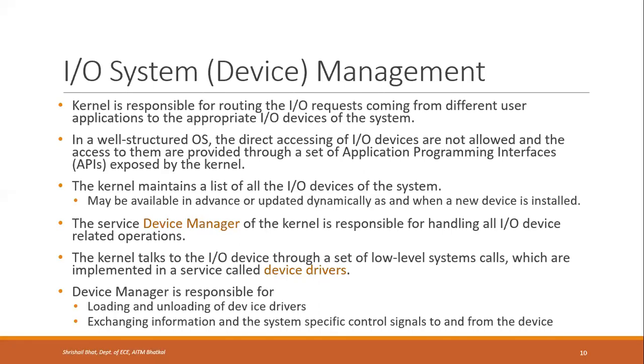So first of all, it has to load and unload the device drivers as and when new devices are installed, then exchange the information and system-specific control signals to communicate between the devices. IO devices are basically for communication, either to input data or to output data, right? So to do that, the device manager has to send some control signals to the device and from the device.